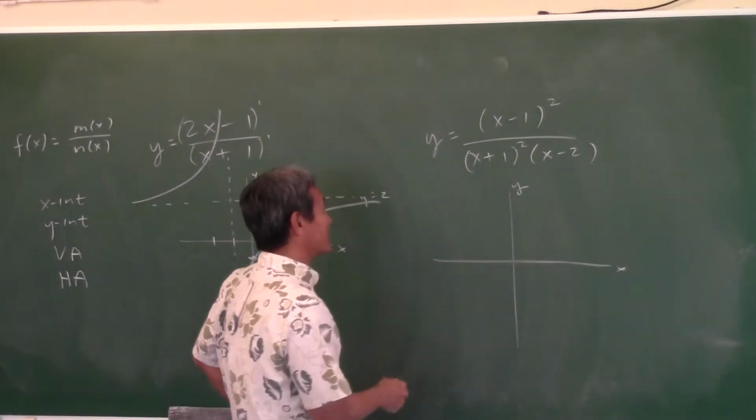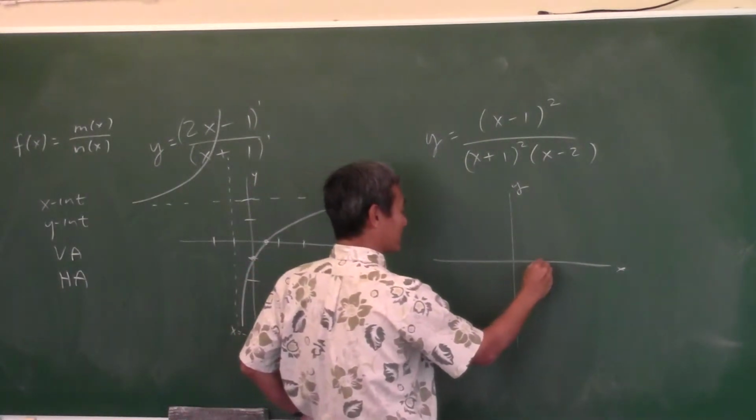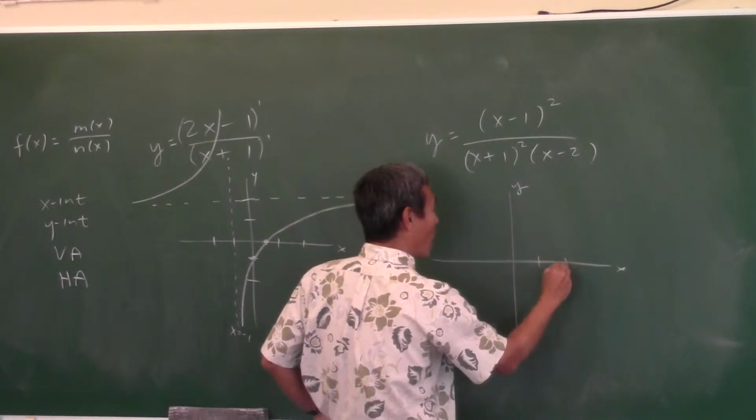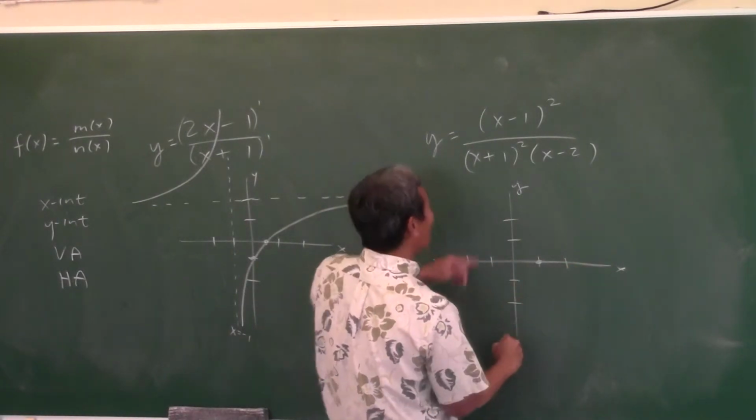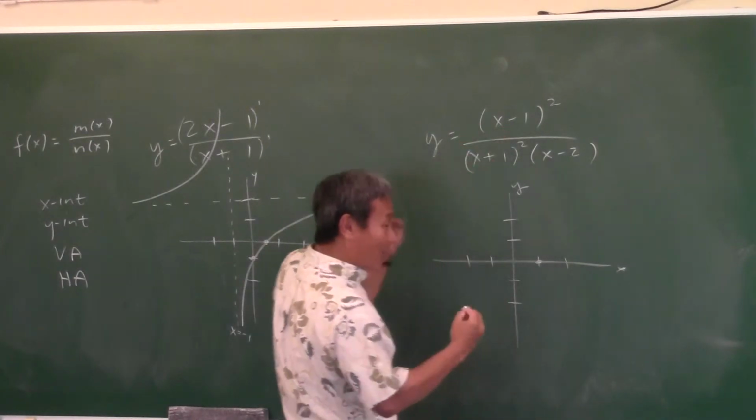Okay, let's go through the four things. X-intercept, quick. What? 1. Your eye should go to the numerator. What makes the top 0? 1.